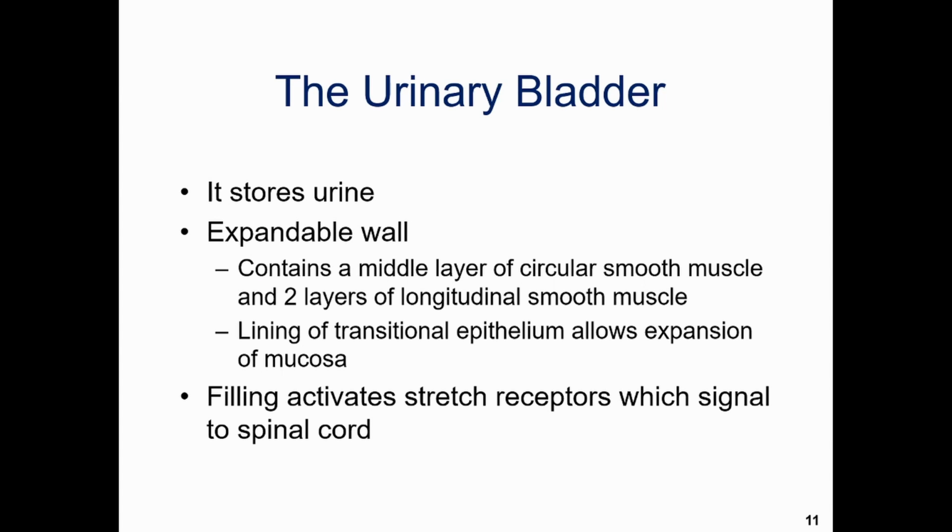The urinary bladder is going to store urine away, like we mentioned earlier, and it is expandable. You would not want your bladder to stay very tiny. You would not be able to hold urine very, very long. It does have smooth muscle. So we have a middle layer that's circular and then 2 layers of longitudinal smooth muscle, giving us 3 layers total. And the inside is transitional epithelium. Remember, transitional epithelial tissue allows for the expansion to happen within the bladder. When it fills, there's actually receptors that detect the stretching, and that gives a signal to the spinal cord to say, hey, this bladder is full. We're going to need to excrete this urine out soon.